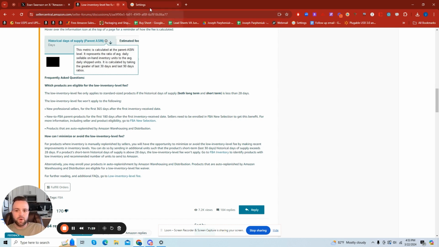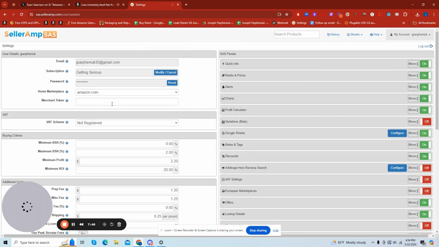But this is the way that I am factoring it in. I think the best way to go about it is to factor it into your costs, because it's almost going to be inevitable that you're going to be hit with this fee. Like I said, it's going to be very hard to stay in stock with lead times and OA websites canceling and stuff like that. So either business model you have, it's going to be hard to factor it in.